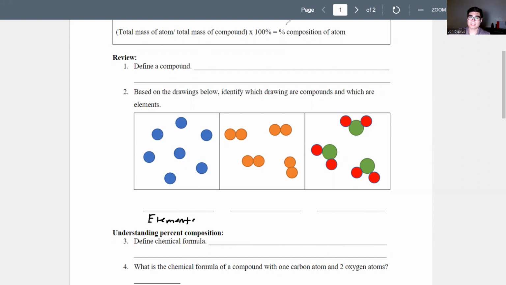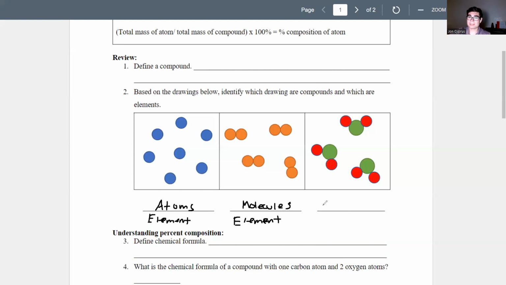This is an element, but specifically these are atoms, individual atoms, but these are elements. This is also an element. It is pure, it is by itself. There are no other colors, there's no other types of atoms, there's just one. Now, this is called a molecule from our definitions from the first worksheet.